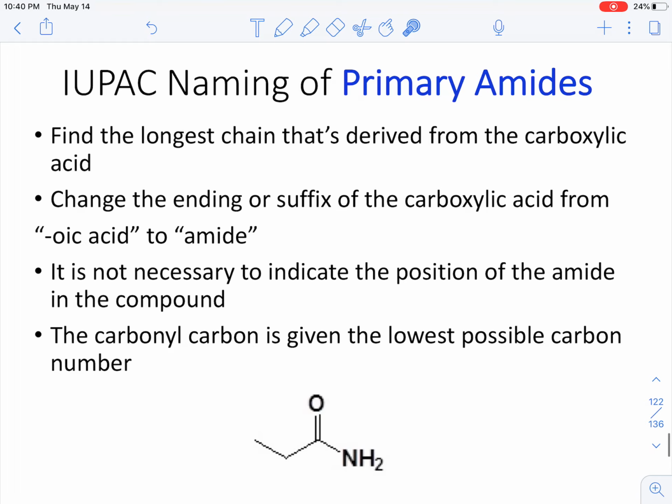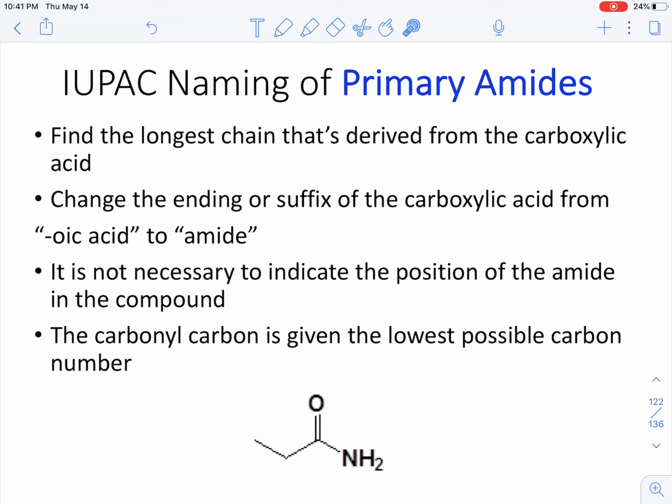Now that we have a stronger understanding of amides, we know what they look like, where they're found, and how they're formed. Let's go ahead and talk about naming these amides. Since these amides have 3 different classifications, primary, secondary, and tertiary, we're going to look at the rules on how to name primary amides versus secondary amides versus tertiary amides. So let's go ahead and start.